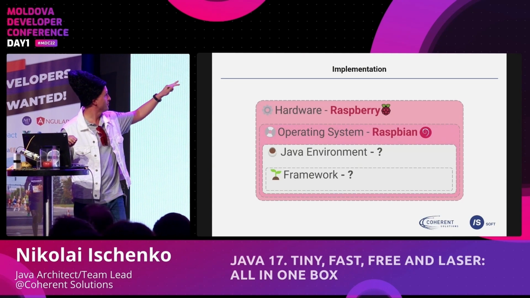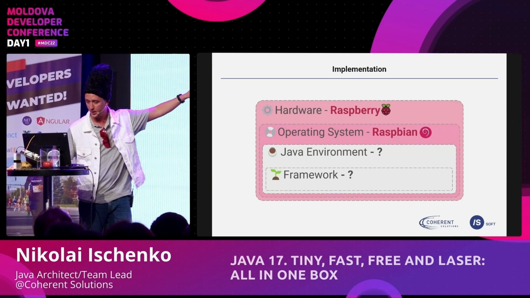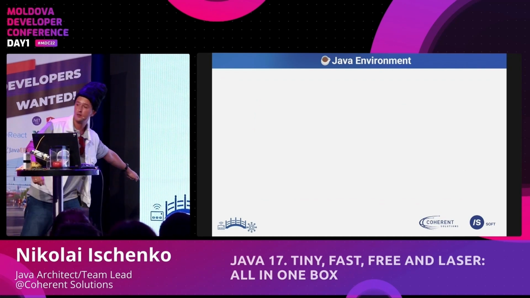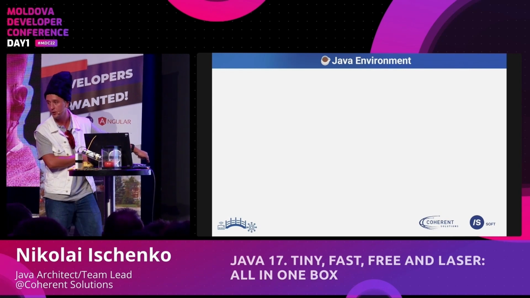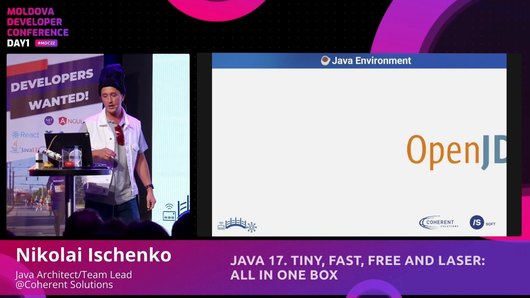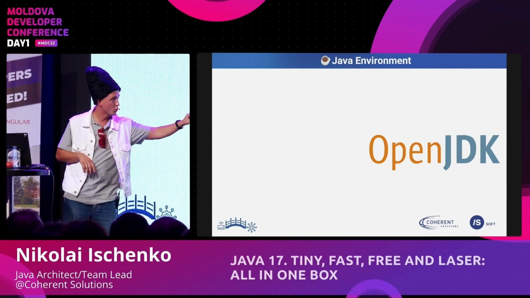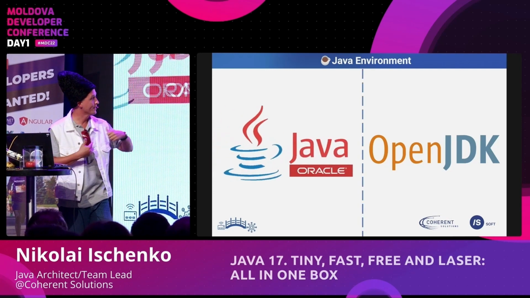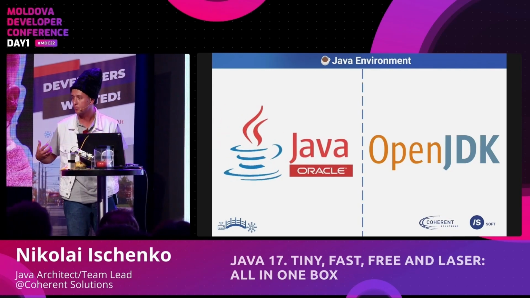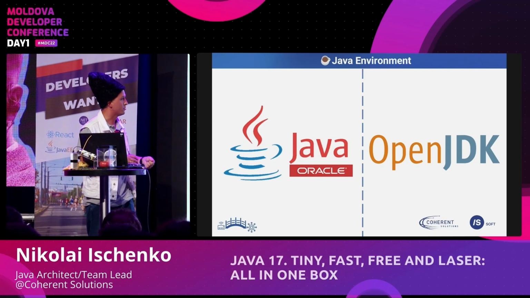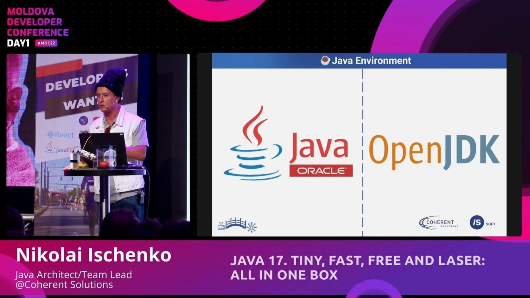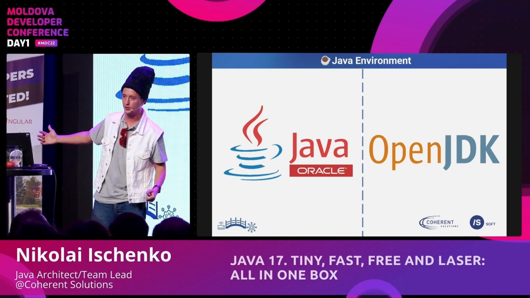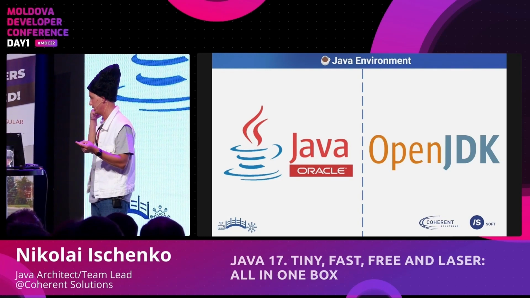Okay, I've chosen the Raspbian operating system for myself. What else? Our Java environment. And here, this is the first slide where you can see this icon. What do we have in case of Java? We have open source Java, and this open source Java has the name OpenJDK, in comparison with Java, which is provided by Oracle. And what is the difference between these versions of Java? Actually, I have found a lot of differences in speed, in size, and in costs.